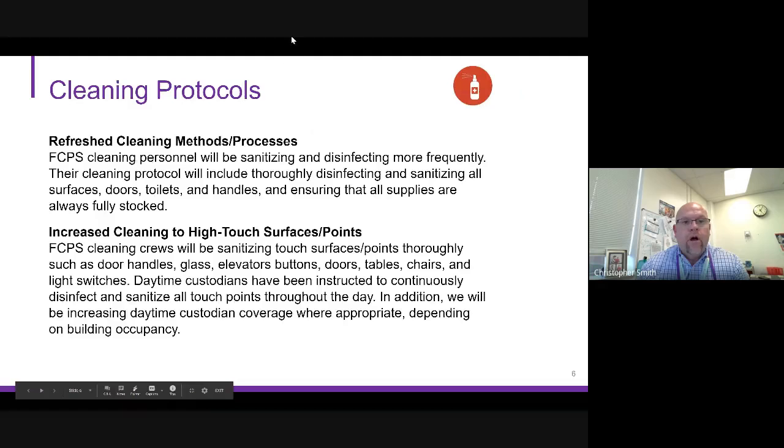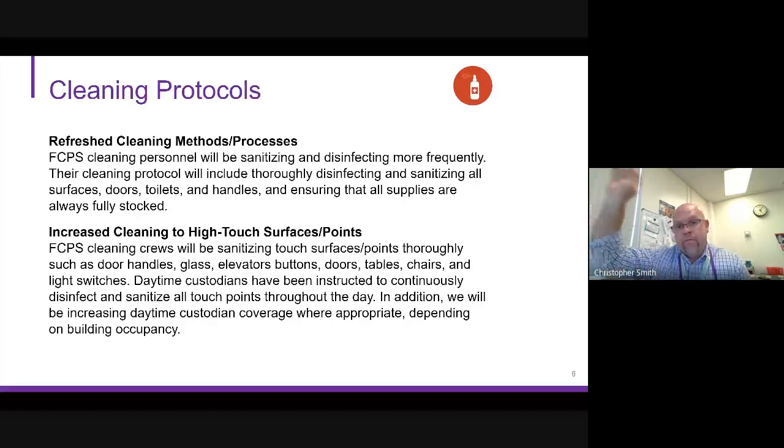Next, some cleaning protocols. And so the big thing is, our custodians, we've added an extra custodian during the daytime. Usually we only had one custodian here. So we have a custodian coming in now around 11 a.m. to support additional cleaning. So they're cleaning all the high touch areas frequently. They're keeping track of that. We have sheets all over the building where they're initialing that things are getting cleaned. And then when students are out at recess, custodians are going to come in and clean the desks one time with the Virex solution as an additional measure.